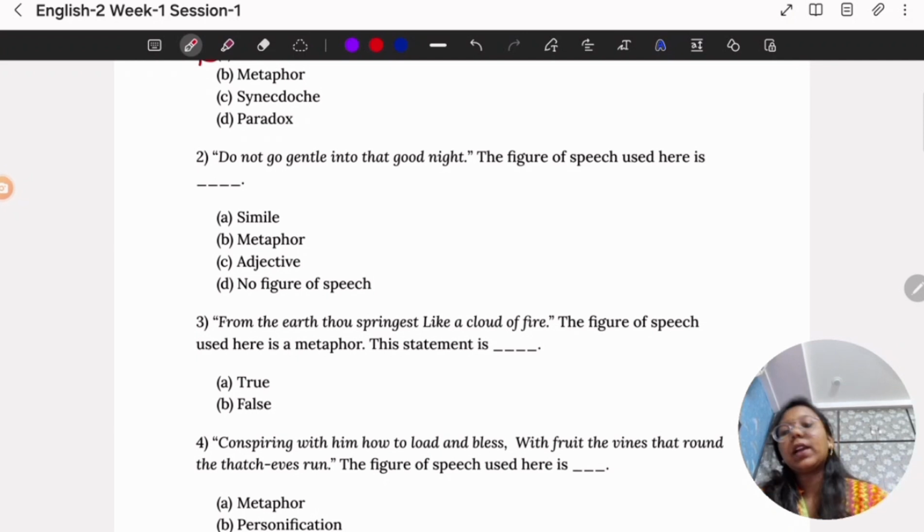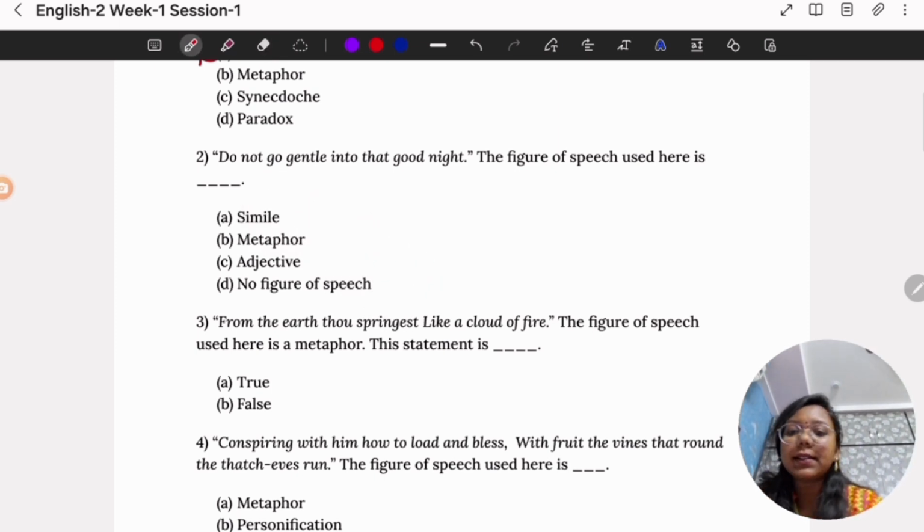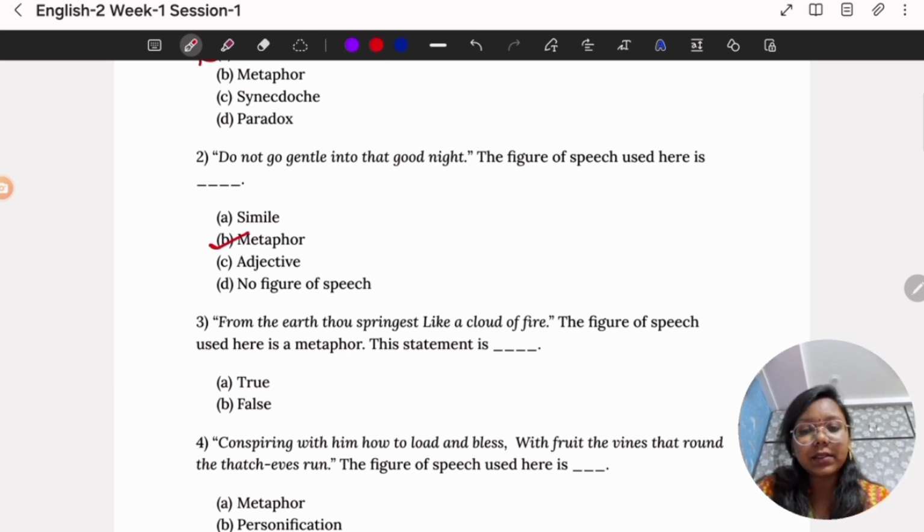And the second one, do not go gentle into that good night. They're asking which figure of speech this is. A simile, a metaphor, or no figure of speech? So if you see here, it isn't a simile. It's actually a metaphor. So, how is it a metaphor?